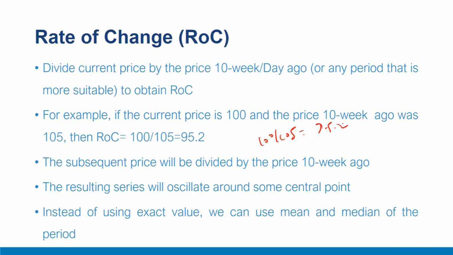To summarize, a rising ROC indicator implies expanding velocity and a falling one implies a loss of momentum. Rising momentum should be interpreted as a bullish factor and declining momentum as a bearish one. Also, instead of using the exact value from 10 weeks ago, we can use the mean and median as well. Let's see this with the help of an example.